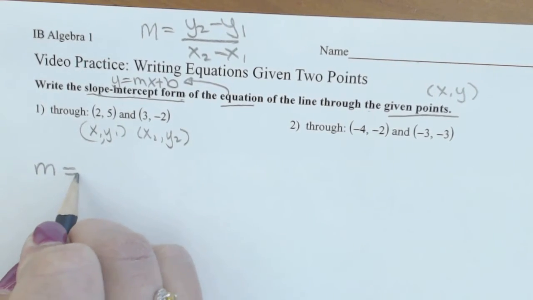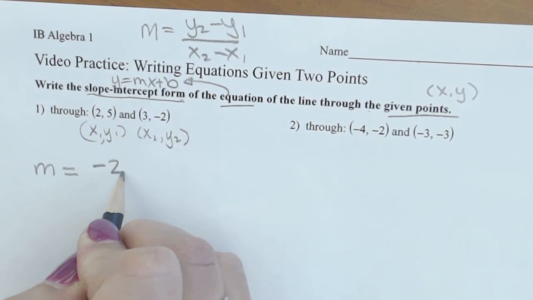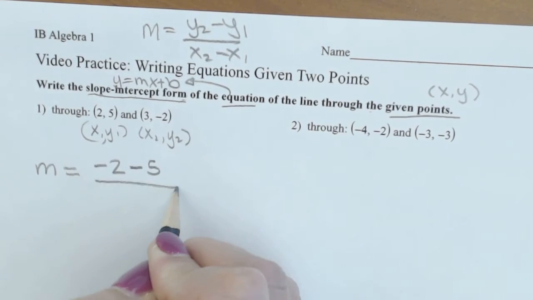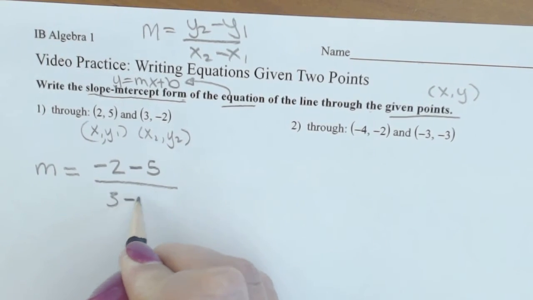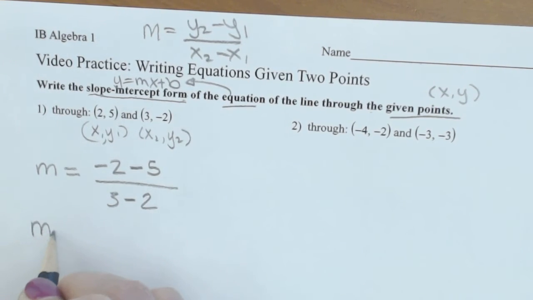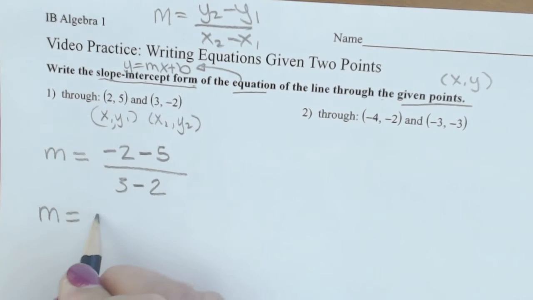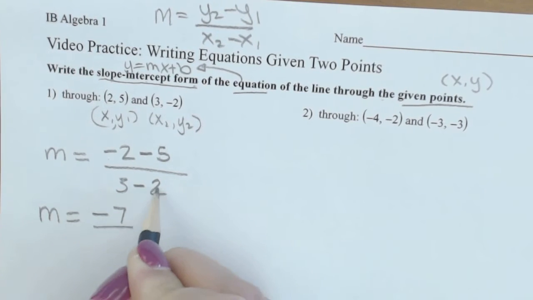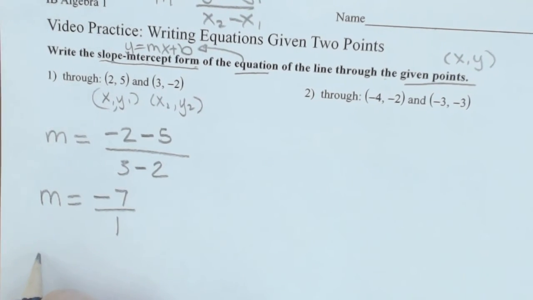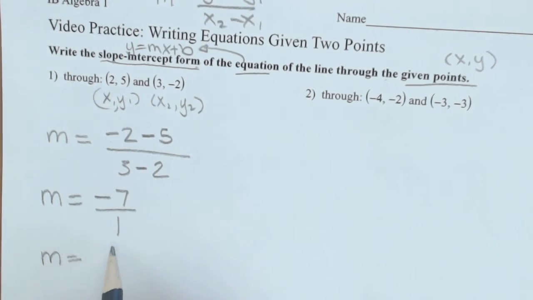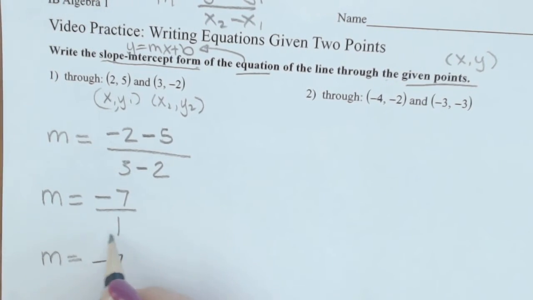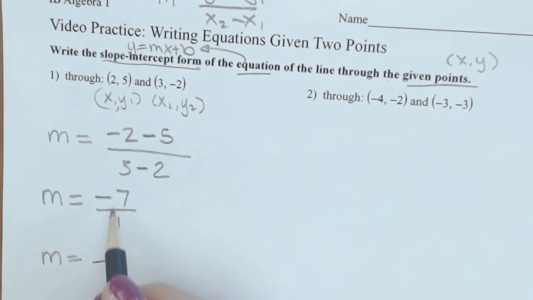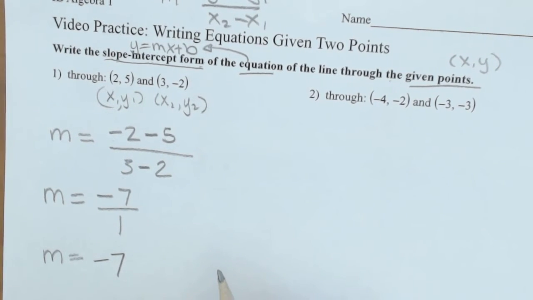So let's use the slope formula to find slope. Y2 is negative 2 minus y1 is 5 over x2 is 3 minus x1, which is 2. So our slope here comes out to be negative 2 minus 5, negative 7, over 3 minus 2, which is 1. We can divide that to get a nice number, which is going to be negative 7. If this was a fraction and you couldn't simplify it anymore, then just leave it. Then you'd have to work with that numerator and denominator. But since we can simplify it to negative 7, let's use that.